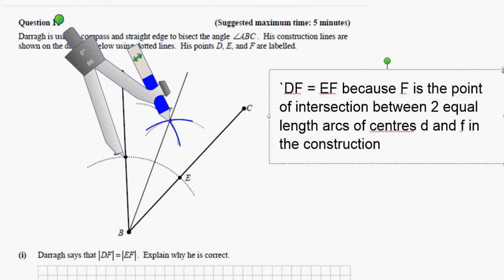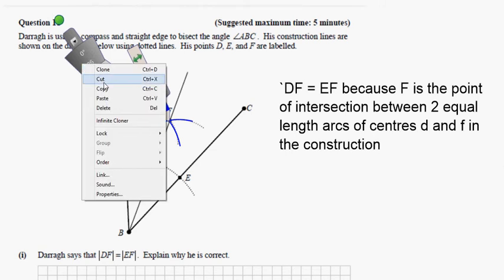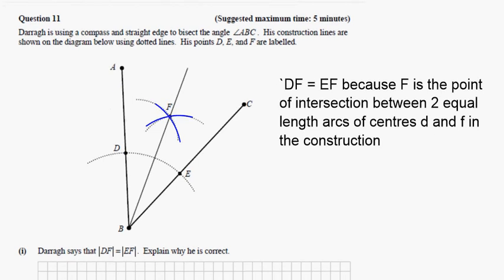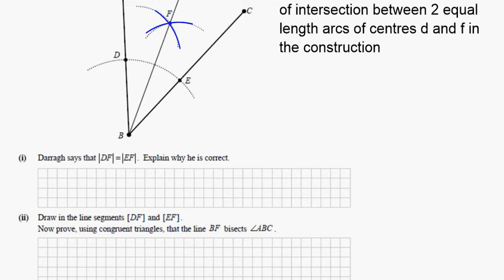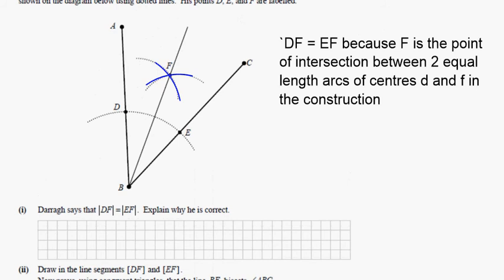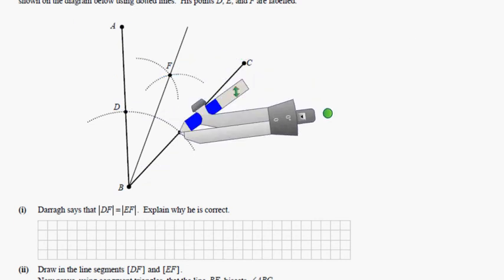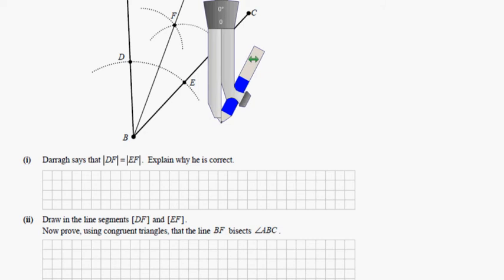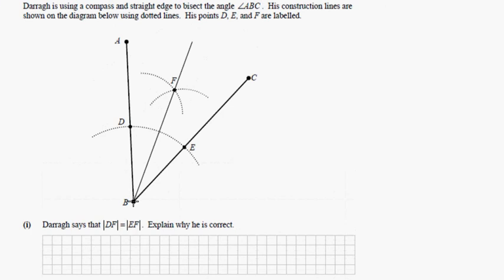Next thing we're going to do is use some congruent triangles to prove the next part. Okay, now drawing the line segments DF and EF, prove using congruent triangles that BF bisects angle ABC. Okay, so I have to prove that they bisect. So what we're going to do, just get rid of all this for a minute. There we go. Okay, so I'm just going to prove that these bisect. Okay, so I'm going to finish off a triangle here. I'm going to make this one.